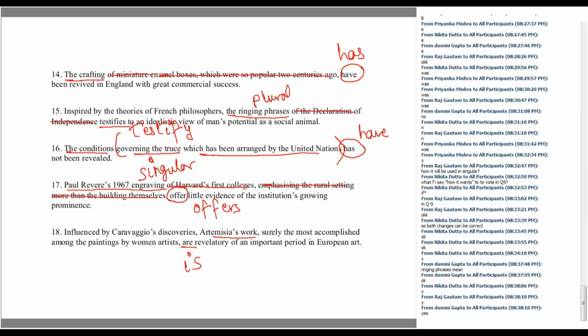We have extra information that Artemisia's work is influenced by Caravaggio's discoveries. We have also extra information that it is surely the most accomplished among the paintings by women artists. But actually we are talking about Artemisia's work, which is singular. And because it is singular, we say Artemisia's work is revelatory, are is wrong, of an important period in European art. This is question number 18.